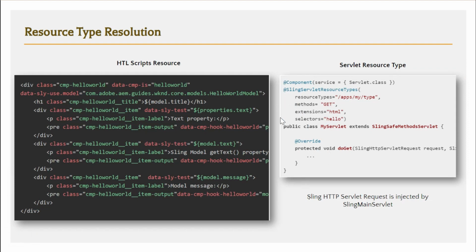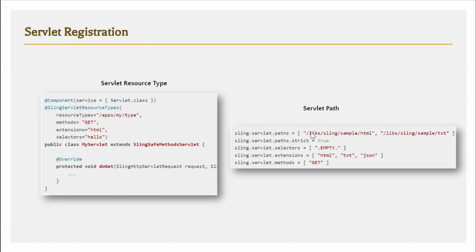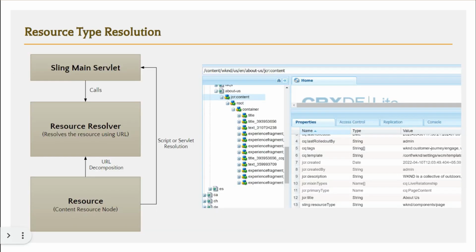Whenever you want to register a particular servlet as an OSGi service, you have two options. One is you could register it using the resource type, and the second is you could register it using the servlet path, like /libs/sling/sample/html. So you could use either the path or the resource types. The advantage of using the resource type is, if you have registered a Sling servlet using this resource type, then you can actually use it as part of this JCR content resource type path.